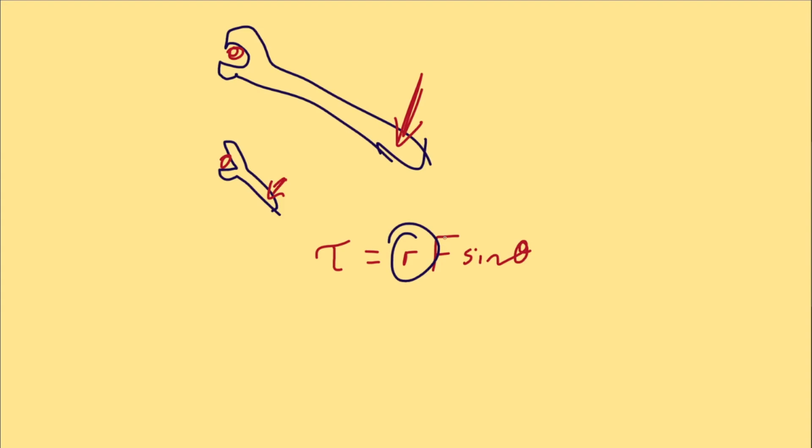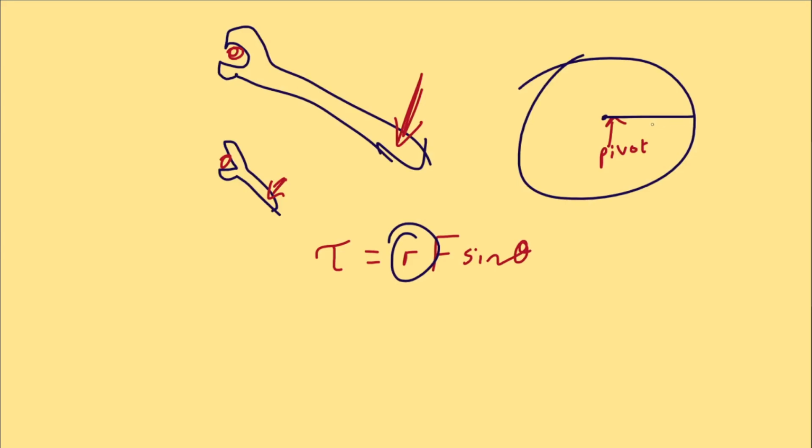This value here, R, is the distance from the pivot. What's that? Look at this circle. This, the center, would be the pivot. The pivot point. This distance here is R. Now imagine the force we're applying is at this angle. Whatever this inside angle is, that's what you plug into the sine here.